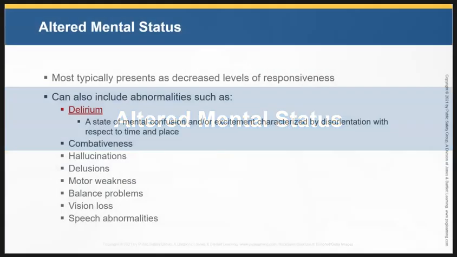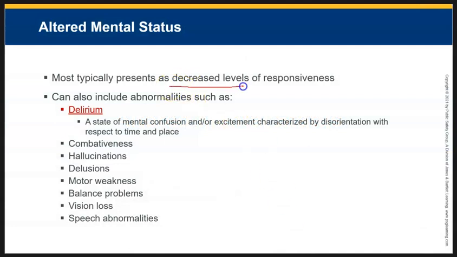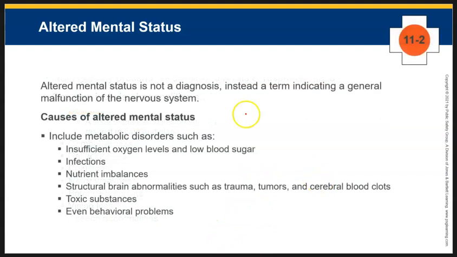When we look at altered mental status, we want to consider that it's going to present as a change in responsiveness of the patient, and it may include abnormal behaviors, confusion, or what we would say is delirium. We may have a person with motor weakness or balance problems because of some effect to their voluntary ability. We may see people who change emotionally and become combative. We may see sensory issues such as vision loss. Altered mental status is not a diagnosis, but just a general term indicating a malfunction of the nervous system.